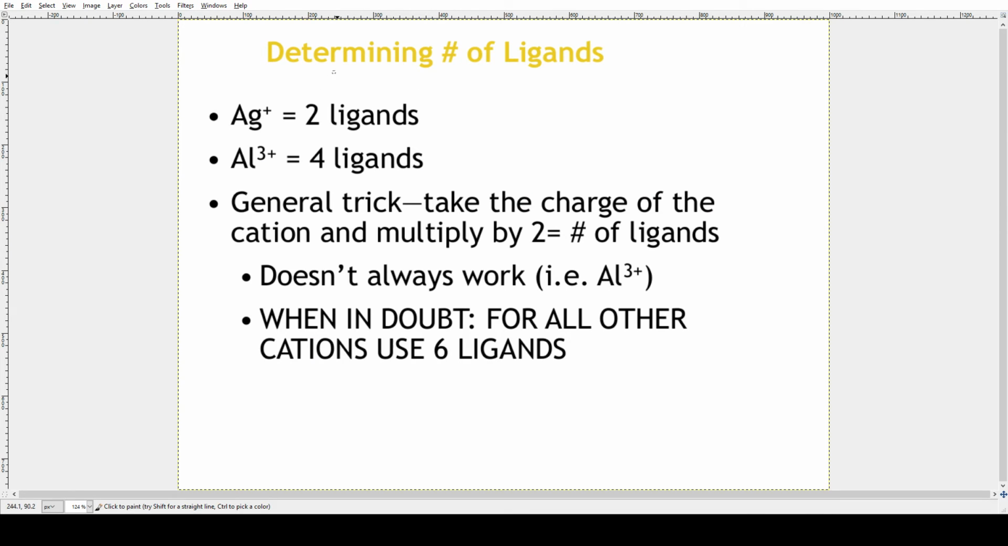So here's what I was promising, some tricks on determining the number of ligands. There is a general trick. What you do is you take the charge of the cation and multiply it times 2. So like here, the charge of 1 times 2 is equal to 2 ligands. However, sometimes it doesn't work, unfortunately. Like here with aluminum with a +3 charge, if you multiply that times 2, you end up with 6, which is not correct. So when in doubt, just use 6 ligands. You really can't go wrong with that most of the time. Of course, it's not perfect, but if you're not looking to memorize a whole bunch of random information, you can use this and it should work for you a lot of the time.